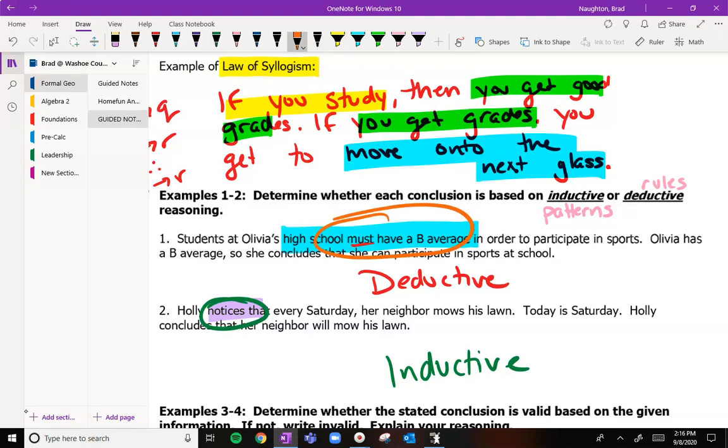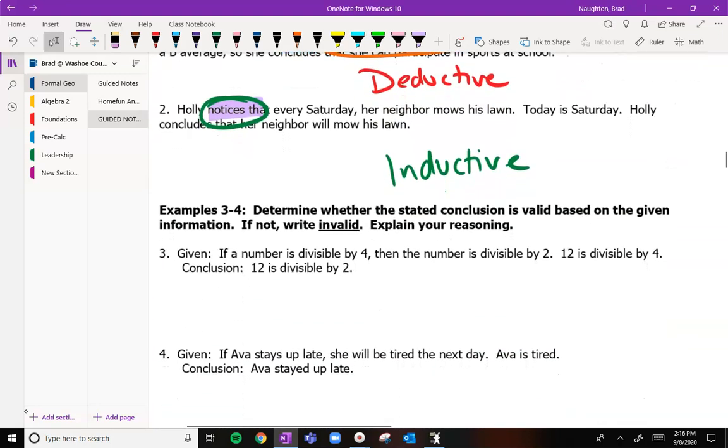Deductive, rules. Okay? Alrighty, ladies and gents, let's now test those conclusions based on what they've given us and say, hey, is this true because of detachment or syllogism, or is it invalid and therefore we don't need a rule?